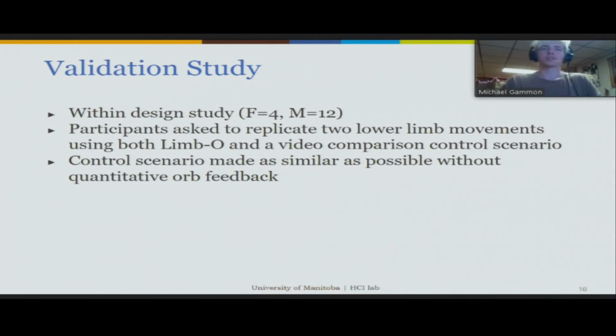When participants attempted to replicate the motions using the video comparison method, they would watch the ground truth video from both angles and then watch their own live stream in order to match the motion as closely as possible. This made our control scenario as similar as possible to our app, just without the feedback of the collectible orbs. While the video control scenario was completed, we also had our app running in the background so that the orb objects would still be collected without the user's knowledge. This provided us a basis for quantitative accuracy comparison.